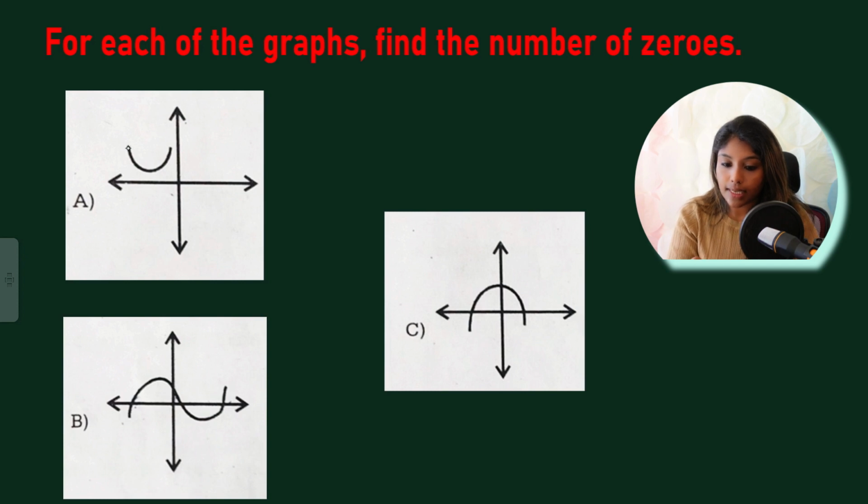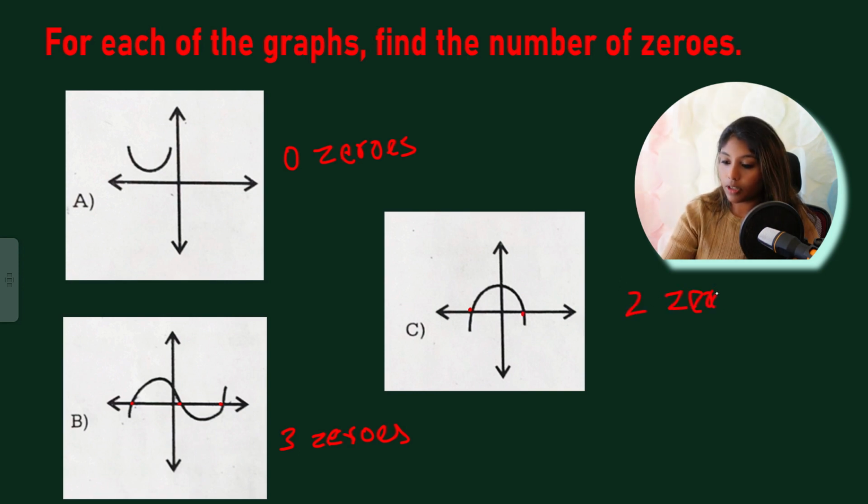The first graph, you can see that the graph does not meet the x-axis. This is your x-axis, but the graph does not meet your x-axis. So that means this has 0 zeros. How about the second one? So you can see that the graph meets the x-axis here, and then here, and then here. So that means there are 3 zeros. And in the third case, you can see the graph meets the x-axis at 2 different places. So that means this particular polynomial has 2 zeros.